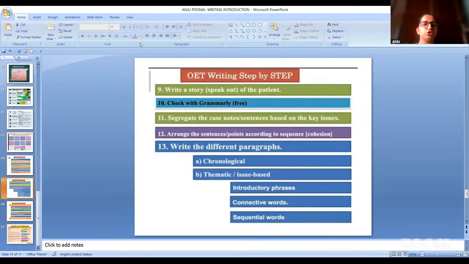And thematically, issue based, according to the patient's issue. And what is important? It's crucial when it's a crucial issue. We already use it in the purpose when we make a purpose for the patient. So at that time we use thematic and issue based. So we need to focus more on which issue we need to give priority. And introductory phrases, connective words, and sequential words we need to use when we are writing the different paragraphs. So we will discuss these types of things when we start writing.